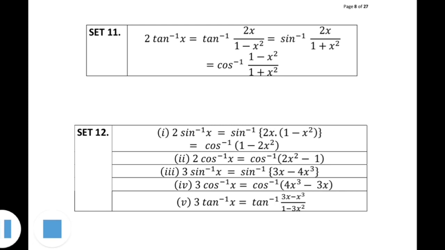Set 12. 2 sin inverse x equals sin inverse of 2x into root of (1 minus x square), equals cos inverse of (1 minus 2x square). 2 cos inverse x equals cos inverse of (2x square minus 1). 3 sin inverse x equals sin inverse of (3x minus 4x cube). 3 cos inverse x equals cos inverse of (4x cube minus 3x). 3 tan inverse x equals tan inverse of (3x minus x cube) whole divided by (1 minus 3x square).